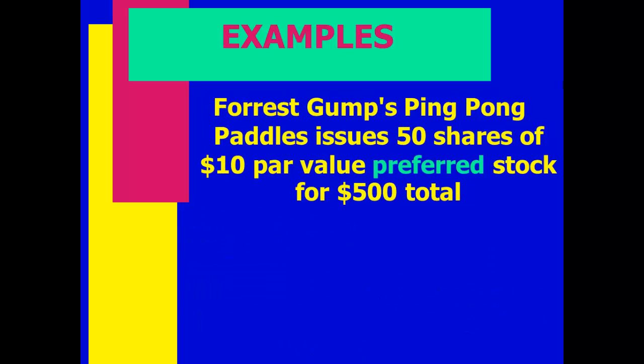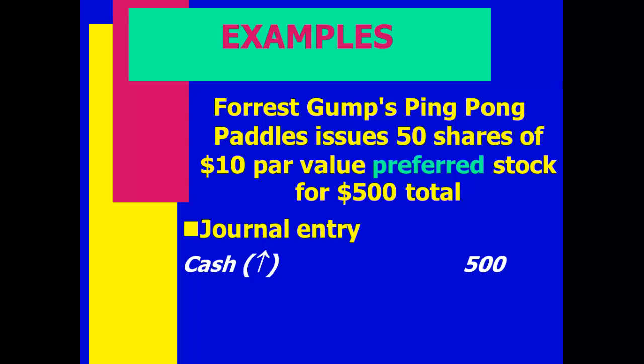Now let's issue 50 shares of $10 par value preferred stock for $500 total. 500 divided by 50 says we're getting, what, $10 a share for it? It has a par value of $10 per share. So will we have any PIC in excess in this case? No. What do I have more of?